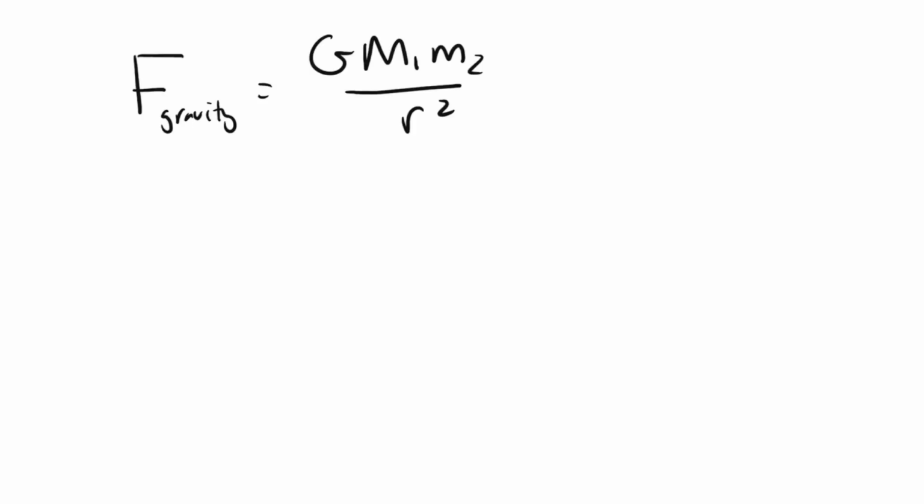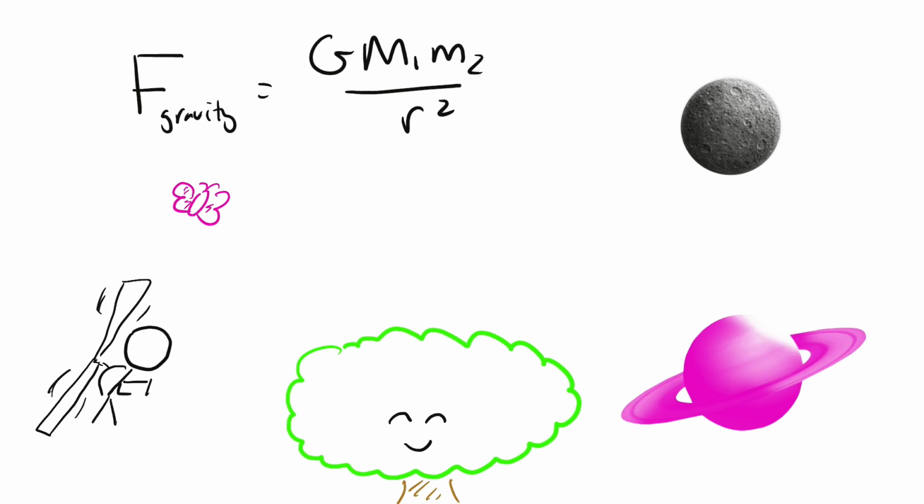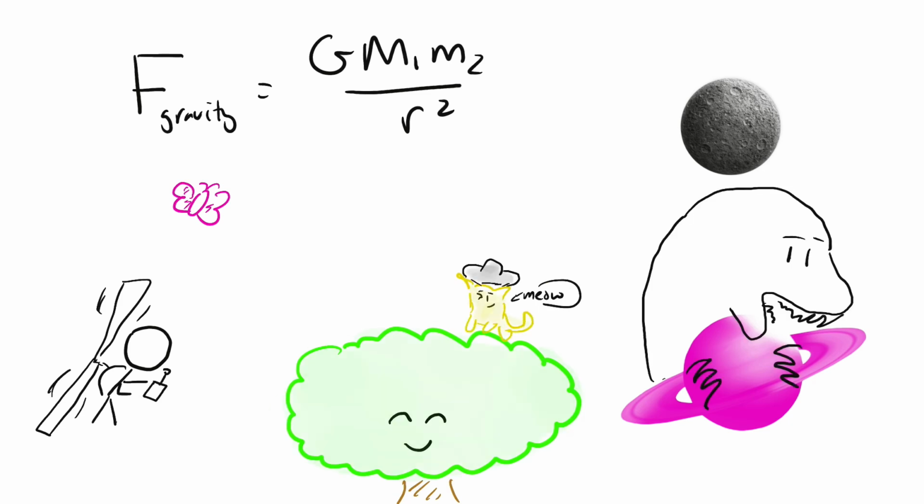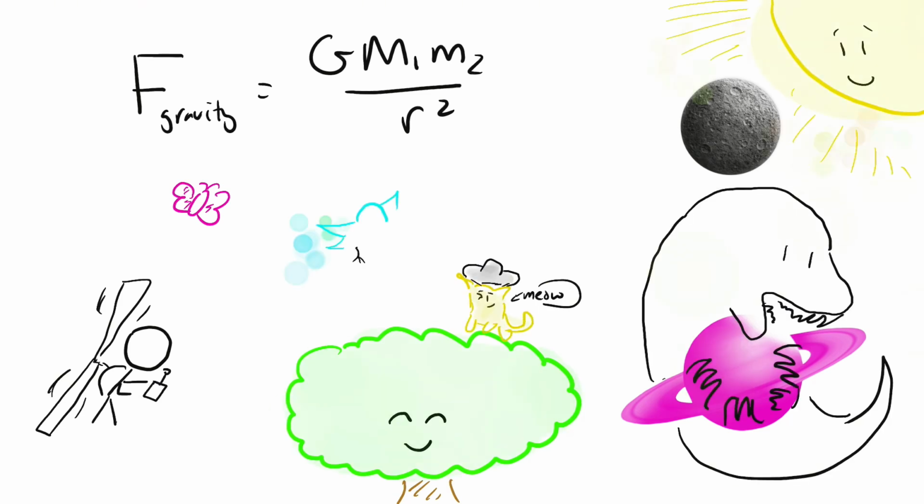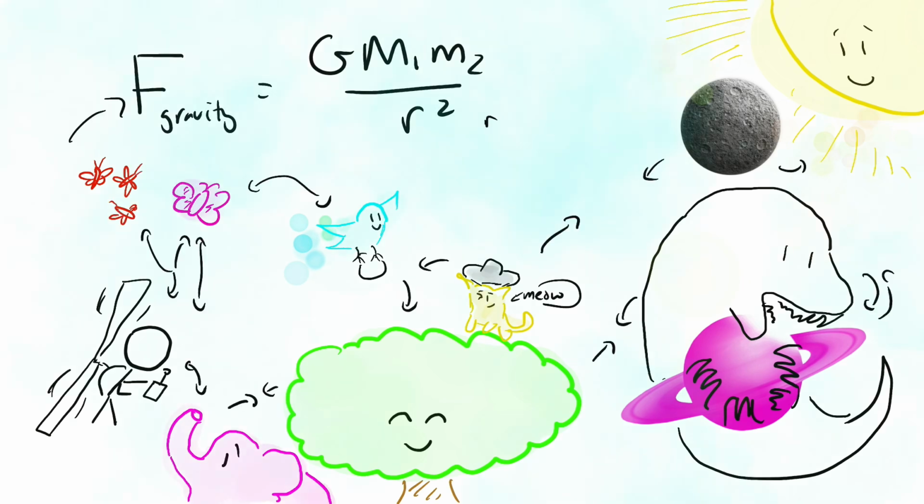Even though this formula may look a bit complicated, the story it tells is remarkably simple. All bodies throughout the universe are connected through an attractive force, which shrinks the farther they are apart. And I think that's pretty beautiful.